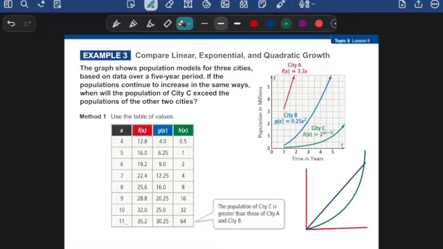Let's look at this table of values. F represents the linear function, G represents the quadratic function, and H represents the exponential function. You can see in the graph, the X is in the exponent. Population of city C, or the green H of X, is greater than those of city A and B when we get here to 11 years.